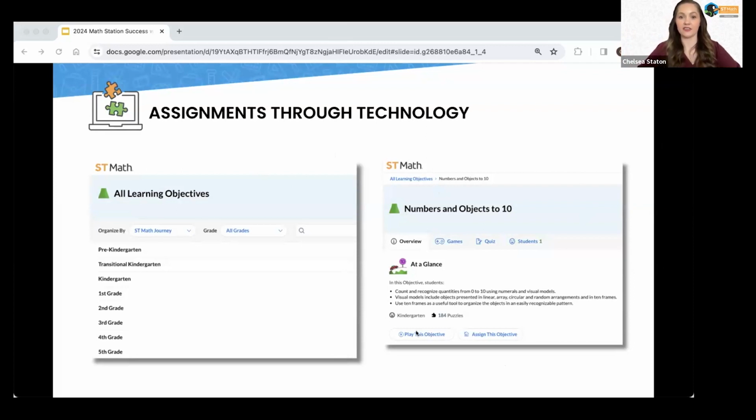So there's going to be, you can play it and that's how you would do your puzzle talk. And then the button next to it says assign and you can assign it to either the whole class or to just individual students.